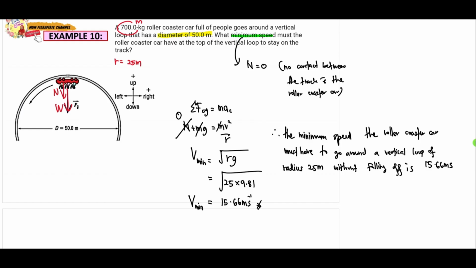15.66 meter per second. Kalau roller coaster ni bergerak lagi perlahan daripada 15.66 meter per second, tak boleh. Okay, tak boleh. Sebab nanti dia tak boleh stay on the circular track tadi. Okay, so the very minimum speed yang kita dah kira adalah 15.66 meter per second. Okay, so kita dah habis discuss semua soalan. Okay, 10 examples dalam chapter 6.